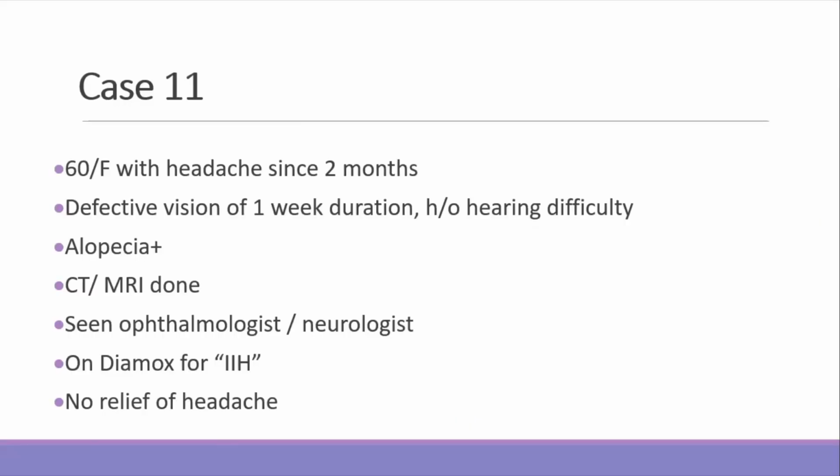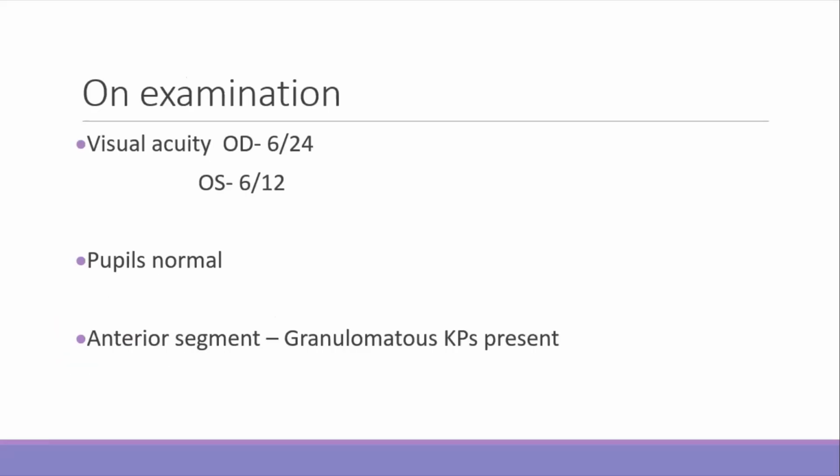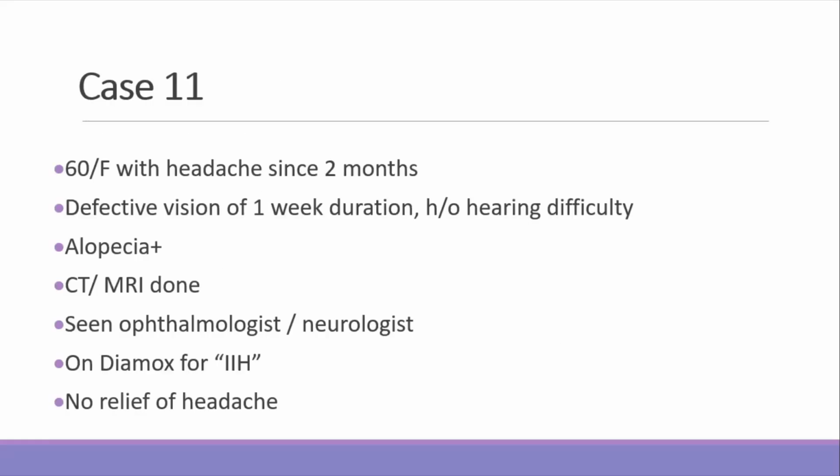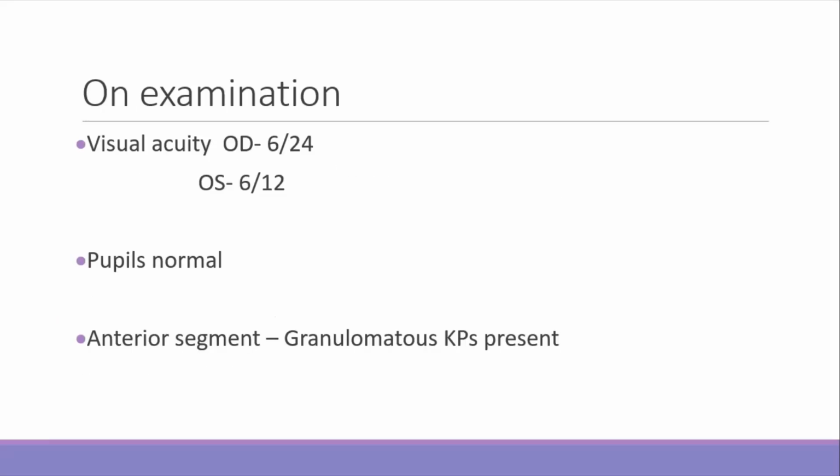So finally, case 11. You will come across one of these cases. You will misdiagnose this case as an IIH. All right. So look out for it. A 60-year-old female with headache since 2 months, defective vision of 1 week duration, history of hearing difficulty, alopecia, MRI done, was seen by an ophthalmologist, was on treatment with Diamox, but there was no relief of headache.